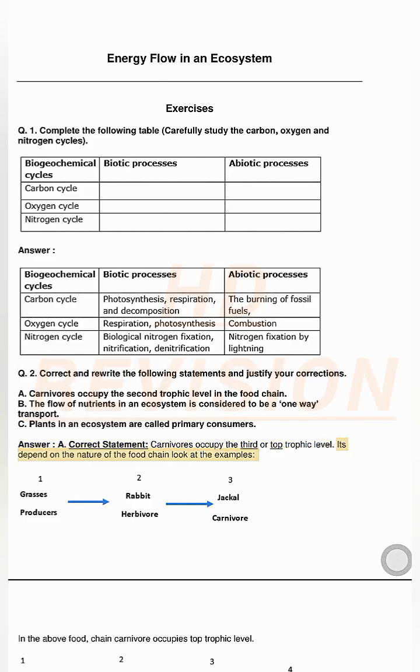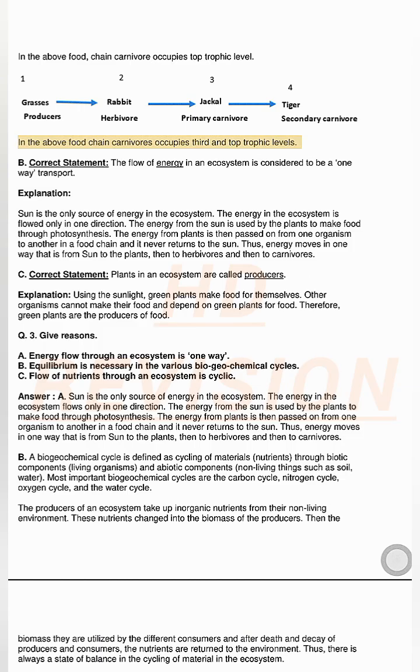It depends on the nature of the food chain. Look at the examples. In the above food chain, carnivore occupies the top trophic level. In the above food chain, carnivores occupy the third and top trophic levels. B. Correct statement. The flow of energy in an ecosystem is considered to be a one-way transport.